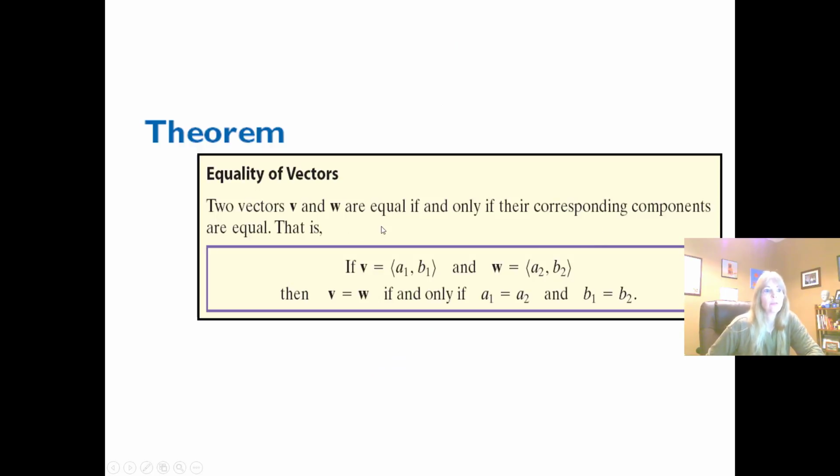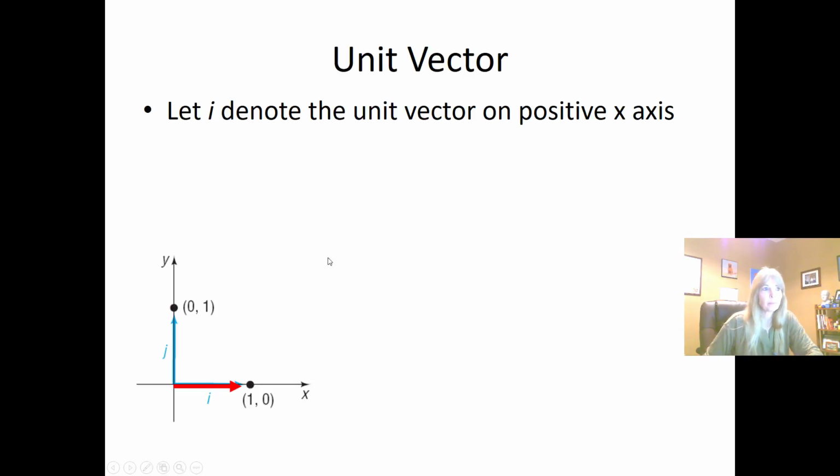All right, so two vectors are equal if and only if their components are equal. Remember last lecture I said components, write that down. So in other words, the a1, b1 or x1, y1 and a2, b2 are only equal if the components are equal as well.